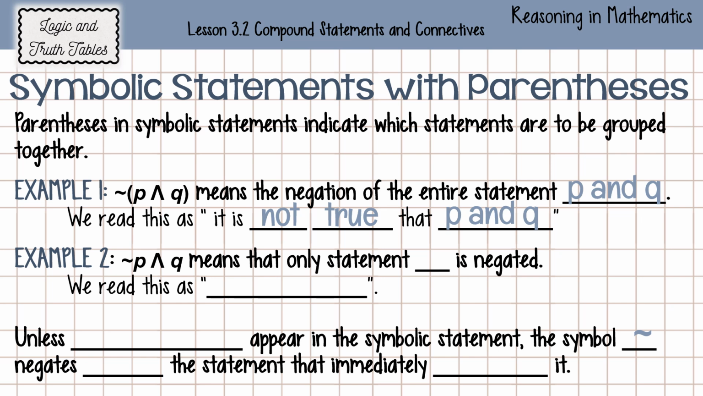Example 2, that's not in parentheses. So not P and Q means that only statement P is negated. So we read it as "not P and Q." Unless parentheses appear in the symbolic statement, the symbol for "not" negates only the statement that immediately follows it.